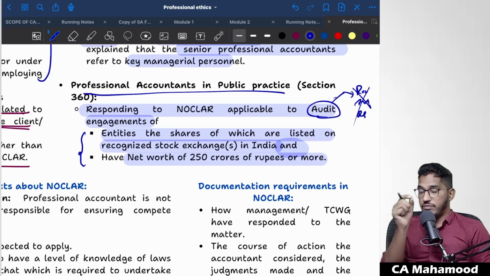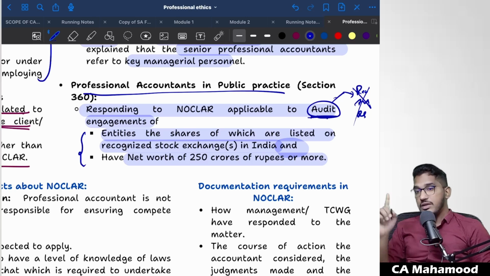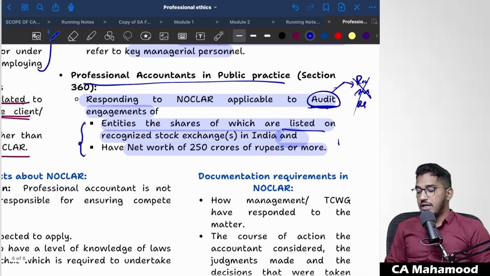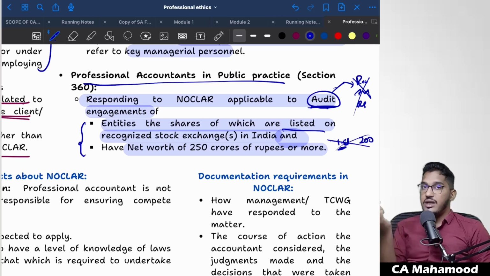If you are a chartered accountant in practice, NOCLAR is applicable only when you are conducting an audit engagement, that too of a listed entity, and one that has a net worth of more than 250 crores. For example, you are conducting an audit of a listed entity, but the net worth is 200 crores only. Are you required to comply with NOCLAR rules and regulations? Not required. The client should be a listed company, and their net worth should also be more than 250 crores.